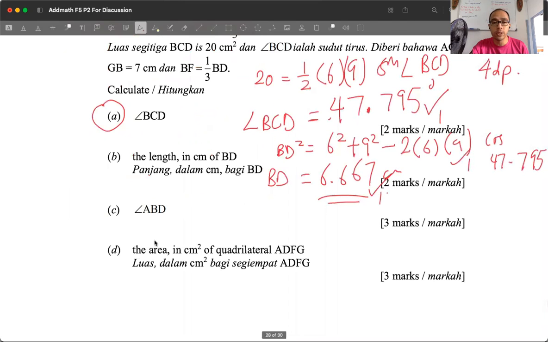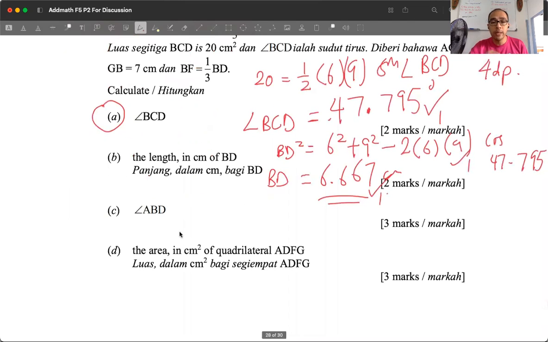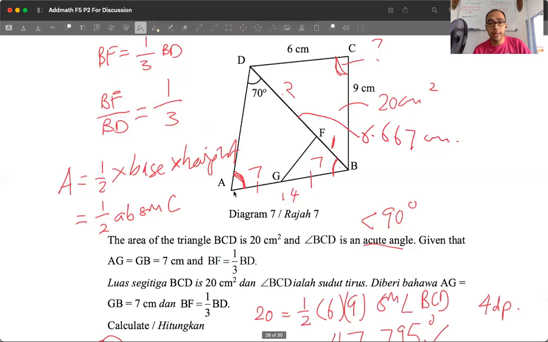233, 223. So now this last one: the area in cm squared of quadrilateral ADFG. If you look at this quadrilateral, there is no direct formula. You can't find it directly. You need to think of a strategy to do this.